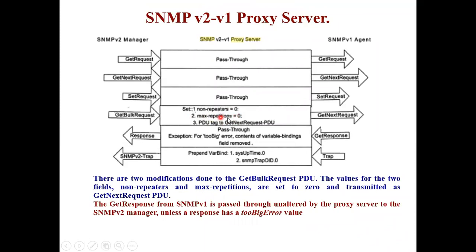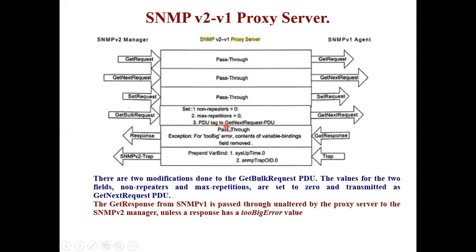Okay, so this part is important. The get bulk request is changed to get next request. Now what we do is the values for the two fields, that is the non-repeaters and maximum repetition, are set to 0. Because in get bulk we have many messages, these two fields in that particular PDU, we set to 0, and then it is transmitted as the get next request.